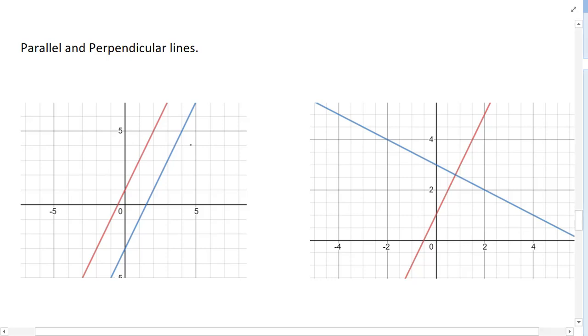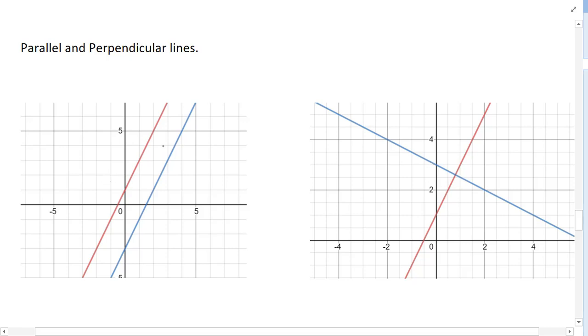Hey everybody, in this video we're going to continue our study of lines. So we're going to talk about parallel and perpendicular lines. Parallel lines, here's an example, are lines that never intersect. So they never touch, they never cross like this one's cross.